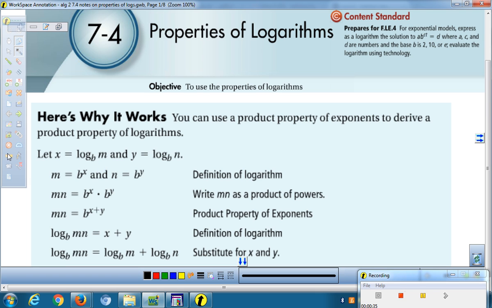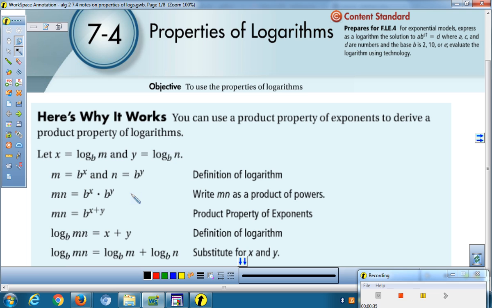And if we wanted to multiply m times n, then we would be multiplying b to the x times b to the y. When you multiply powers of the same base, what do you do with the exponents? We add them. So m times n is the same as b to the x plus y. And now that's still an exponential form. We can change the form again to go back to log. Log base b of mn, base is here, it finds an exponent, so the x plus y goes on the right, is equal to x plus y.